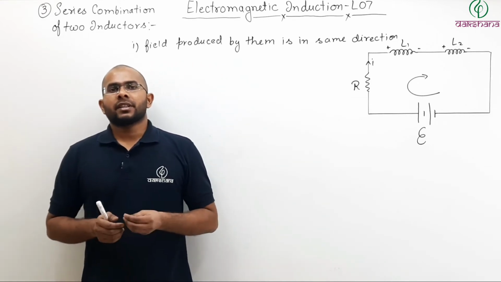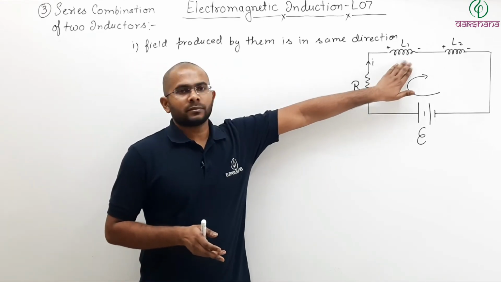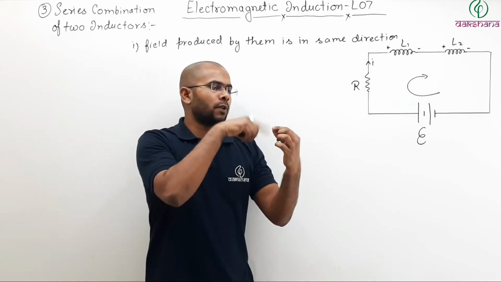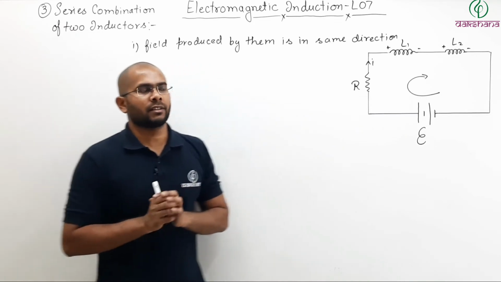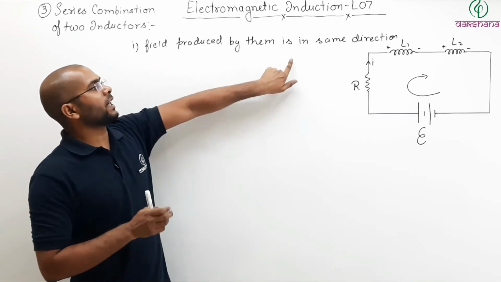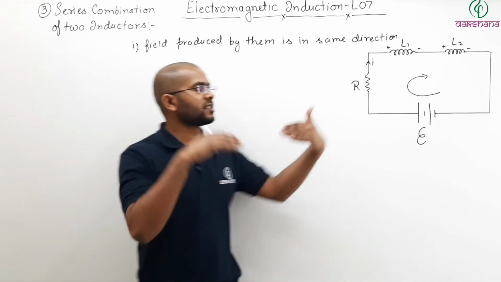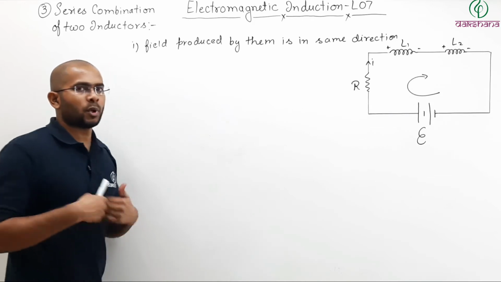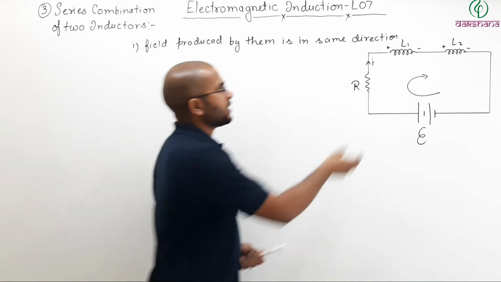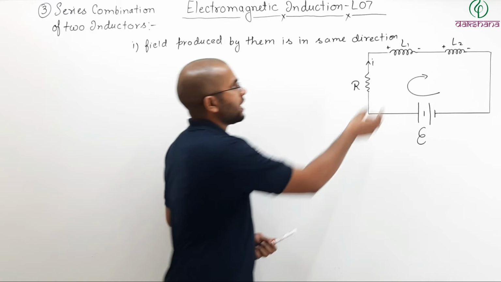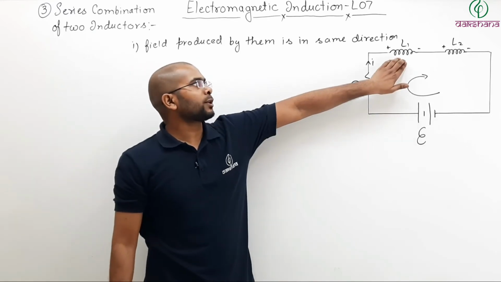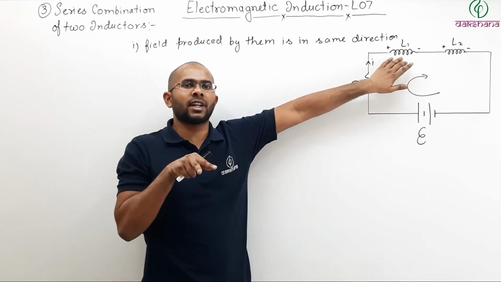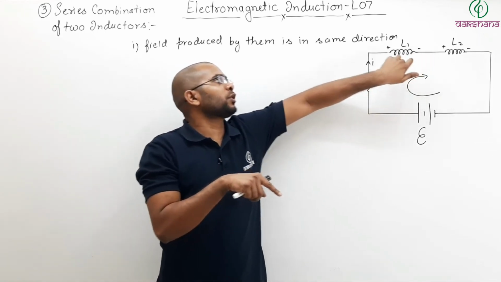Now we have just discussed what if field produced by these two inductors are opposing each other. How is that possible? If I wound the coils in opposite direction, that's all. Now what if field produced by them is in the same direction? What if they support each other's magnetic field? What will happen then? If they support each other's magnetic field, then they will increase each other's inductance. So if I talk about total inductance of this inductor, there will be two components. One will be self-inductance, plus the other will be mutual inductance.